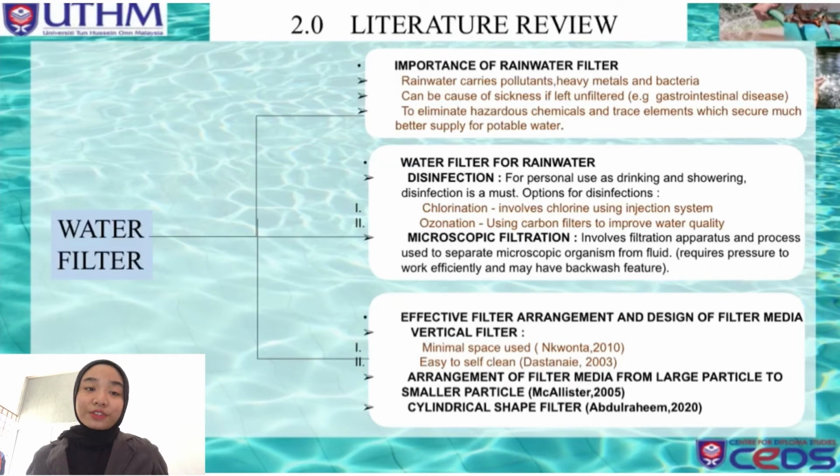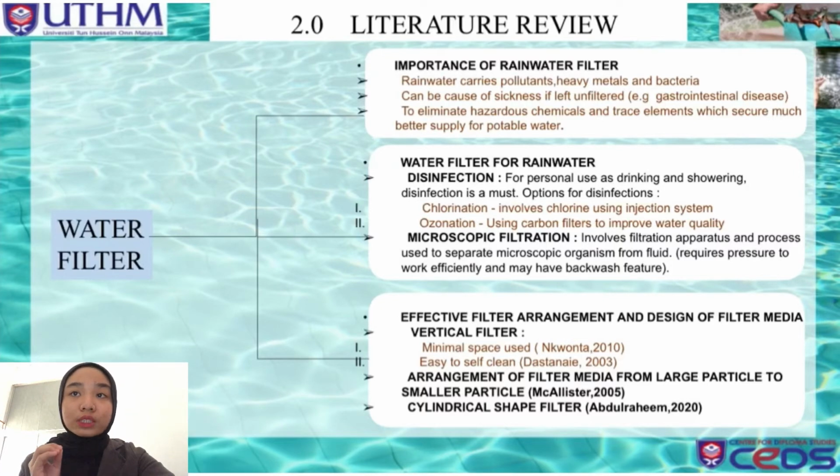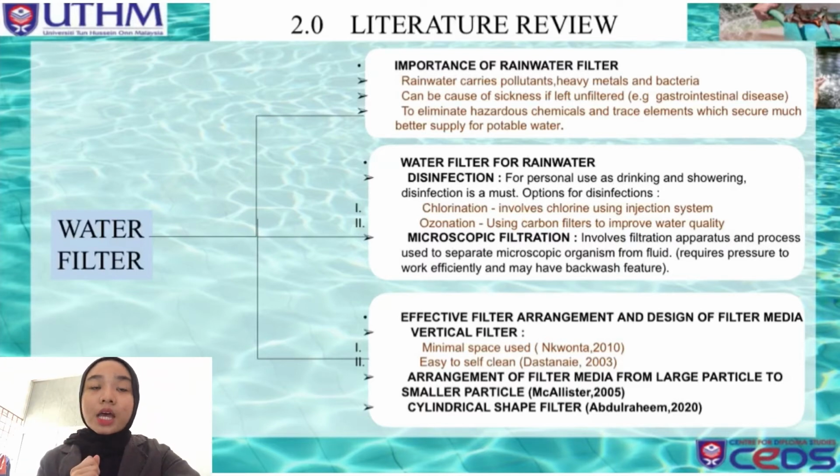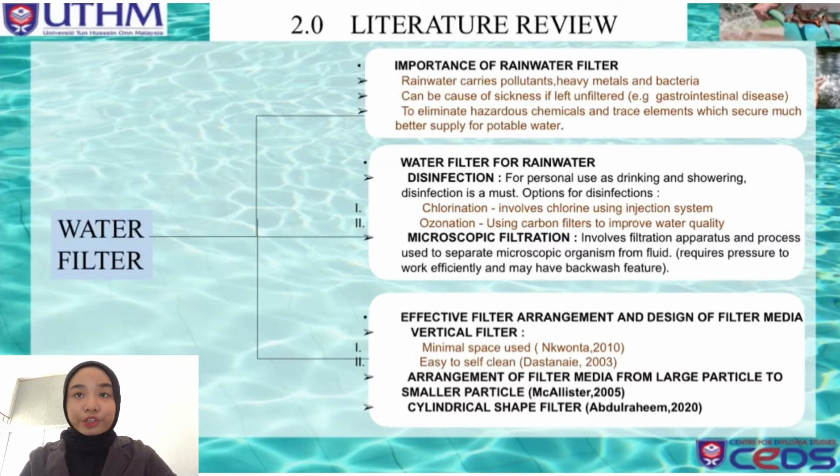Second point, water filter for rainwater. There are two types: disinfection and microscopic filtration. Disinfection is a must if the rainwater is used for drinking and showering. Two options for disinfection are chlorination and ozonation. Chlorination involves chlorine using an injection system, while ozonation uses a carbon filter to improve water quality. Microscopic filtration separates microscopic organisms from fluid by using filtration apparatus and process. It requires pressure to work efficiently and may have a backwash feature.